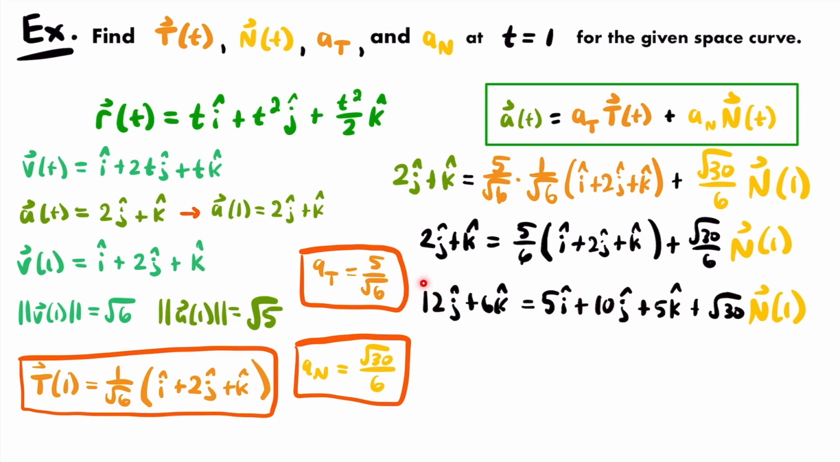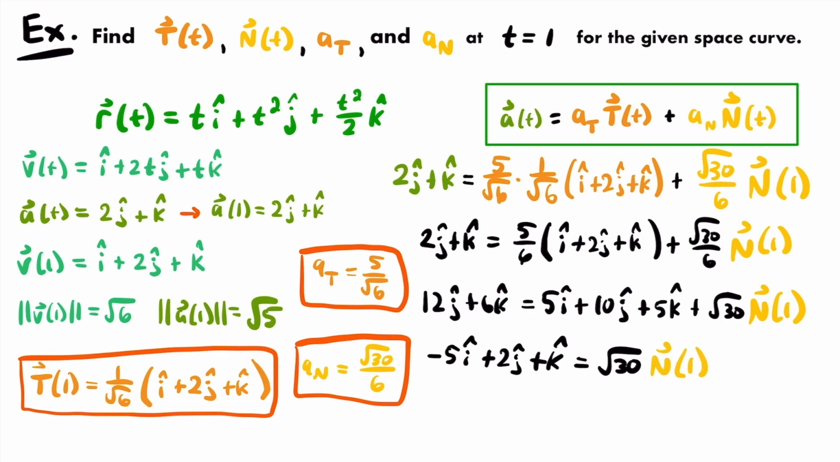Then let's move these three terms over to the other side of the equation. There is no i component over here, so we will just have negative 5i. And then subtracting 10j from both sides, we'll have 12j minus 10j, so that gives you positive 2j. Subtracting 5k from both sides, 6k minus 5k is 1k, so we have plus k, and that will equal the square root of 30 times the unit normal vector at time 1.